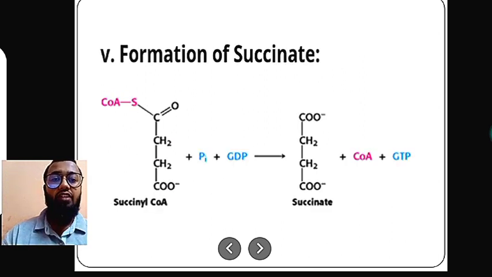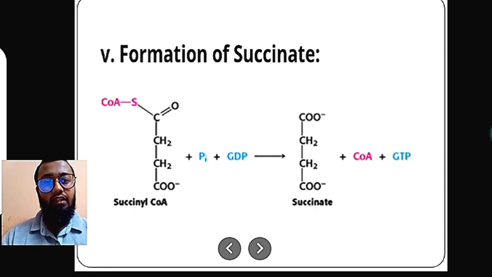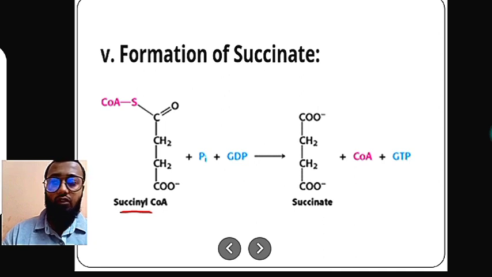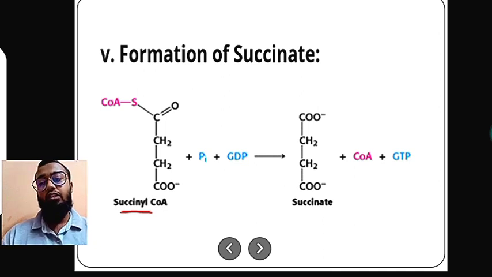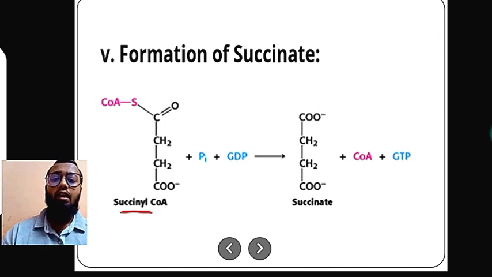The fifth reaction of the tricarboxylic cycle or TCA cycle is the formation of succinate. The formation of succinate is from succinyl CoA, and the succinyl CoA is catalyzed by the enzyme succinyl CoA synthase. Remember the enzyme succinyl CoA synthase, and this is a substrate level phosphorylation.